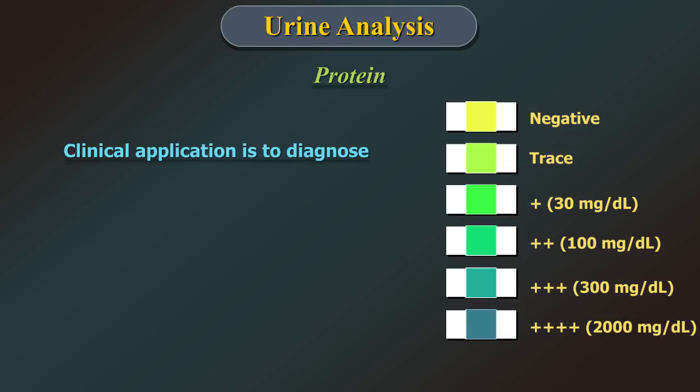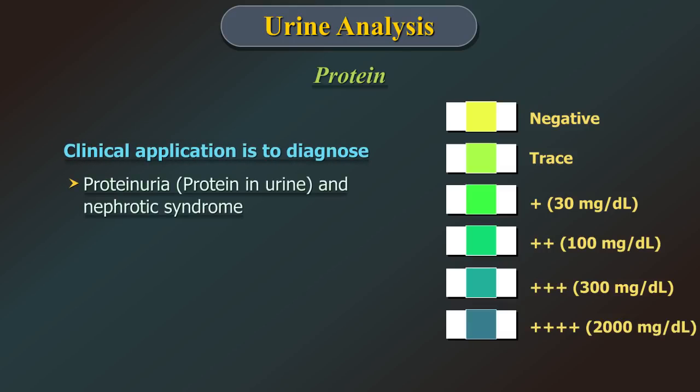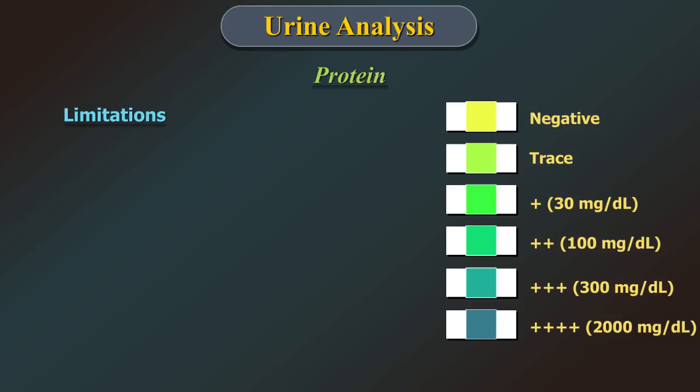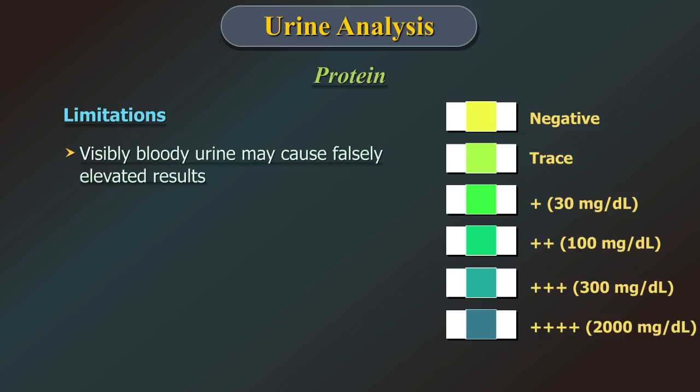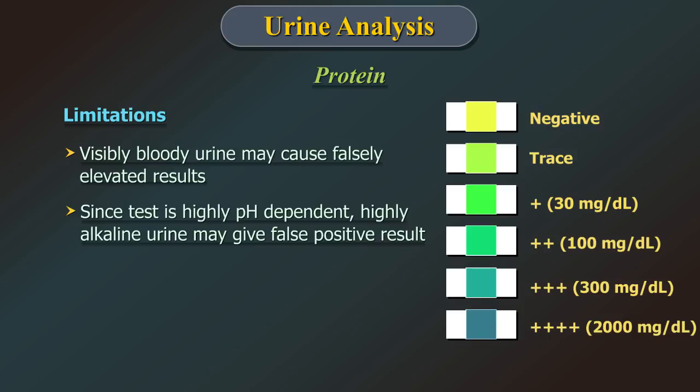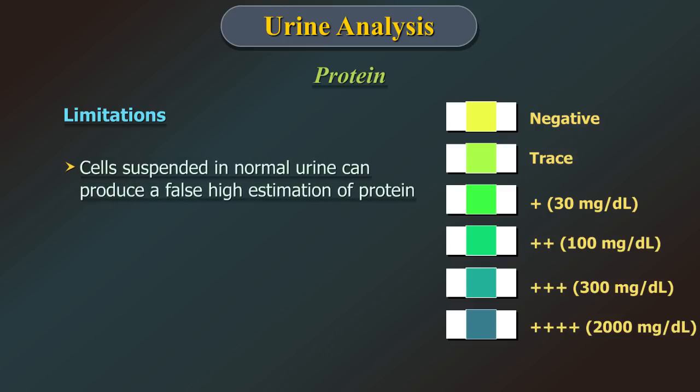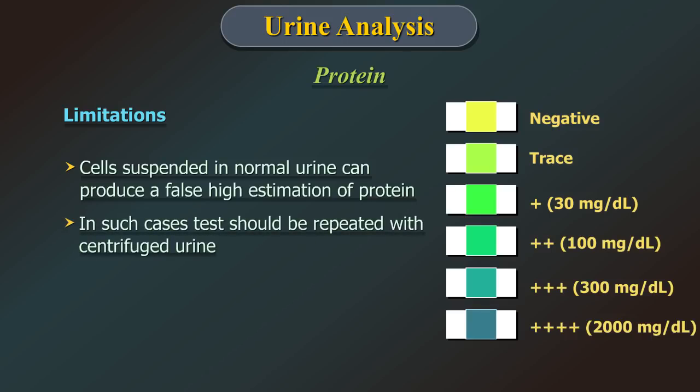The clinical application is to diagnose proteinuria and nephrotic syndrome. The limitations being visibly bloody urine may cause falsely elevated results. Since test is highly pH dependent, highly alkaline urine may give false positive result. Cells suspended in normal urine can produce a false high estimation of protein. In such case, the test should be repeated with centrifuged urine.